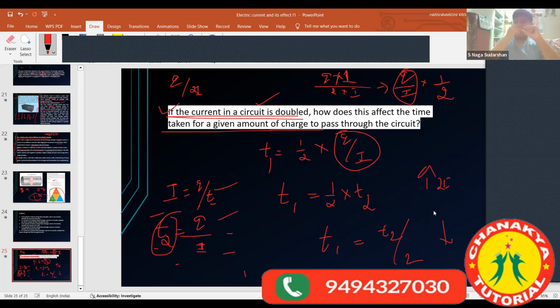Ma'am, does this affect the charge, like amount of charge? If you double the current, whether it is affecting the charge or not. We got the answer. It is affecting.